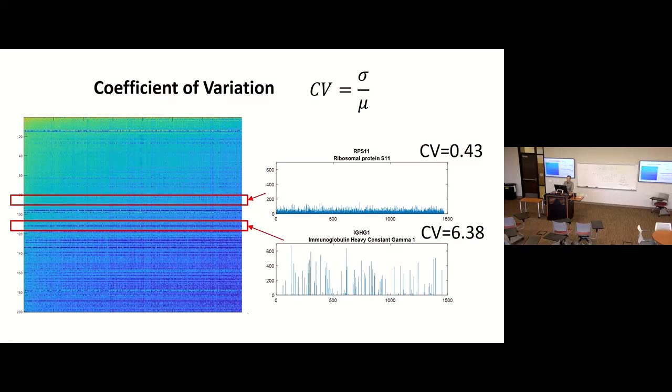So what we can do is compute values to estimate or quantify the variation. We use the coefficient of variation, and for ribosome protein subunit 11, you get 0.43. It's a CV, which is the standard deviation divided by the mean, right? So their standard deviation is small, the mean is the same, so you get a CV like this. Well, this gene has a really high CV, indicating much higher variability in expression, estimated using the coefficient of variation.